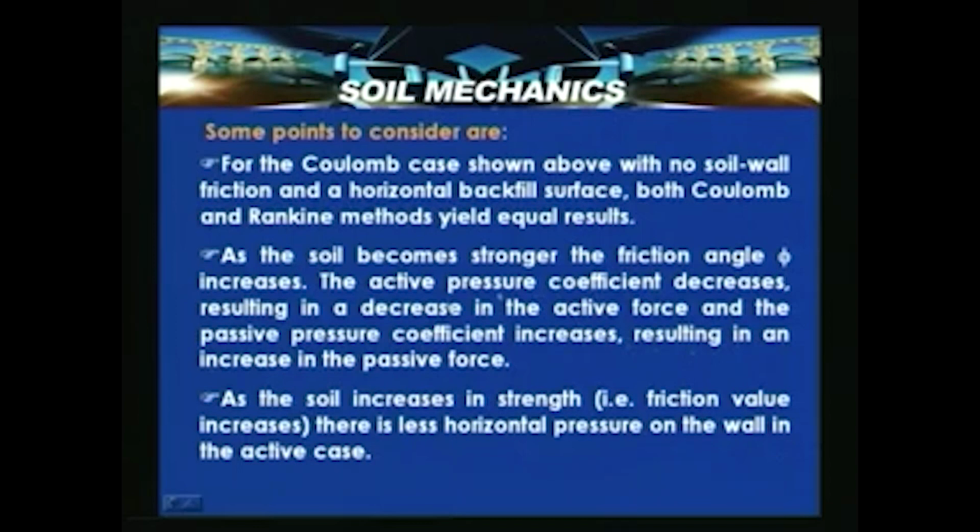As the soil becomes stronger, that means denser, the friction angle increases. So the active pressure coefficient decreases, resulting in a decrease in the active force, and the passive pressure coefficient increases, resulting in an increase in the passive force. So this we need to note. As the soil increases in strength, that is, the friction value increases, there is less horizontal pressure on the wall in the active case. So this indicates that you need to compact the soil so that it exerts less pressure in the active case.